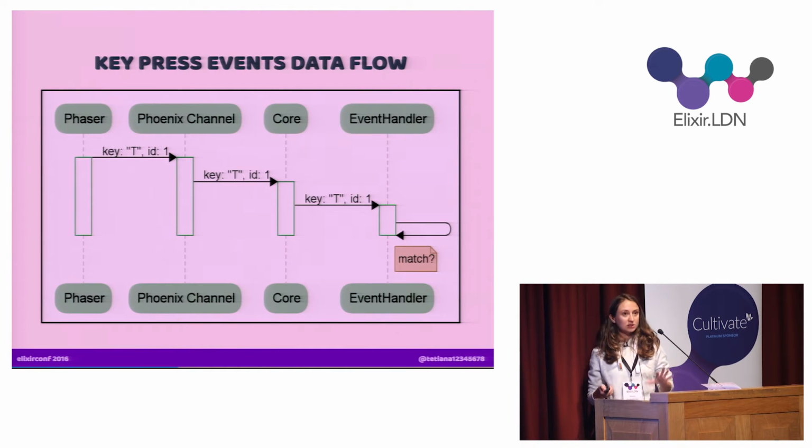The way it happens is when someone presses the key, we get a message from Phaser with a key ID. Phoenix gets this message. All it's doing is just passing it through to the core application, and the core application passes it through to the event handler. And the event handler is the guy who is collecting all of the messages which are coming from the Arduino with the finger events and from the keyboard. And it's going to tell us as the result whether it matches or not.